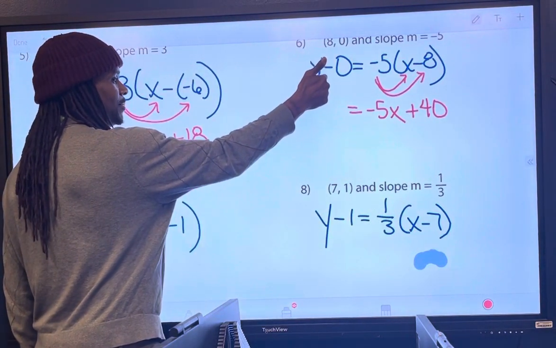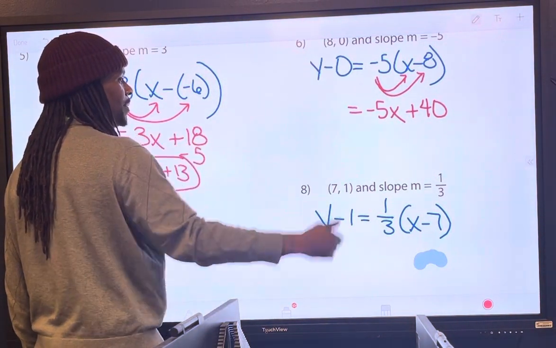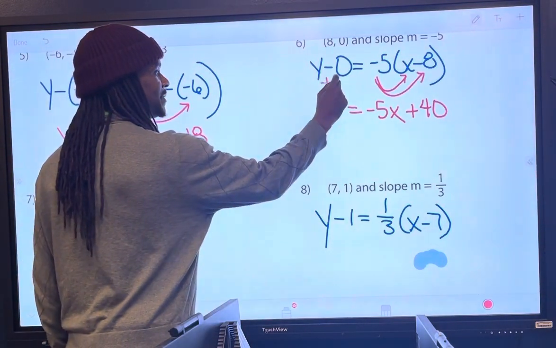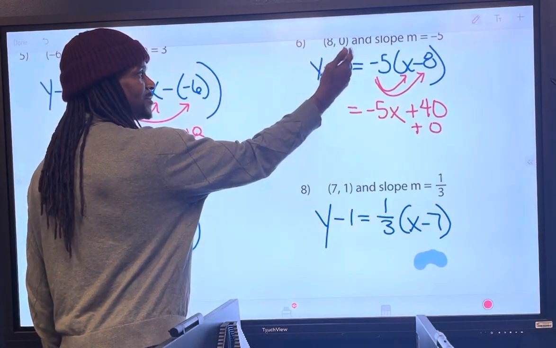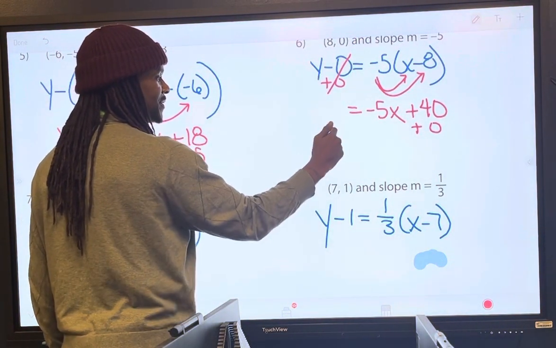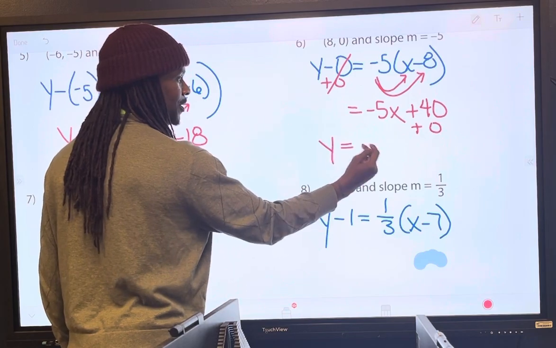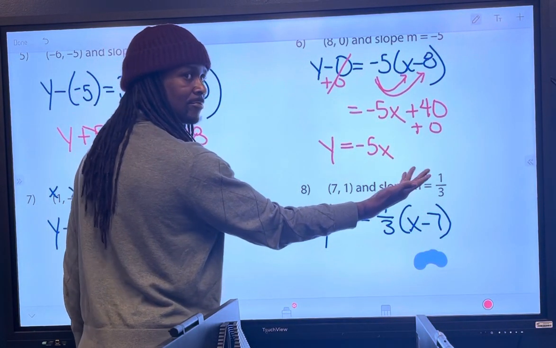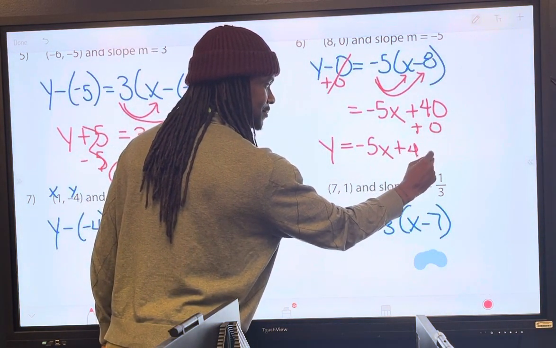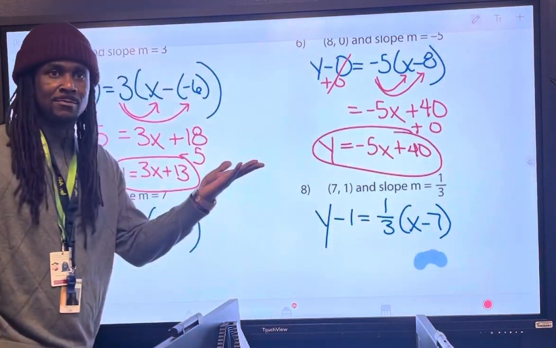Now, you got a 0 here. If it's minus 0, what you doing on both sides? Add 0 on both sides. What happens to the zeros? Leaving me with just y equals negative 5x plus 40. Just bring it down.